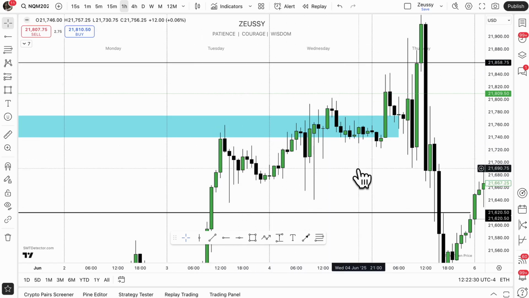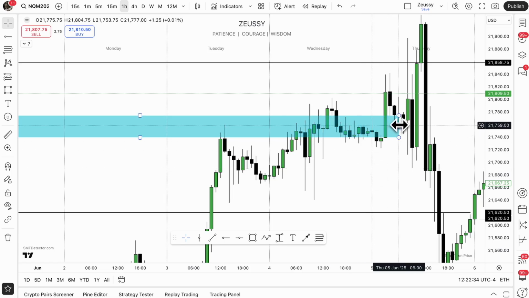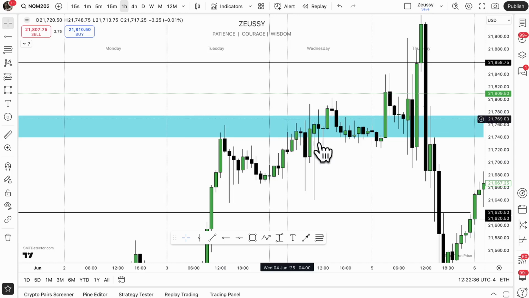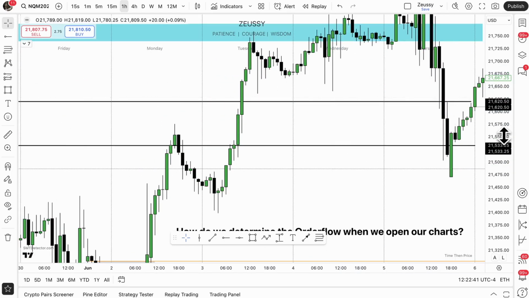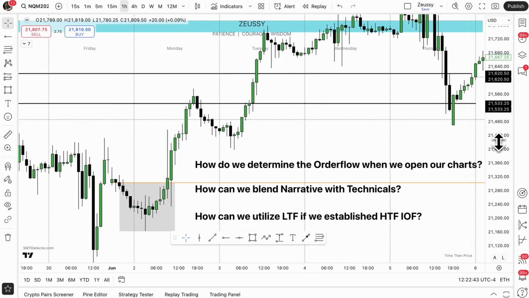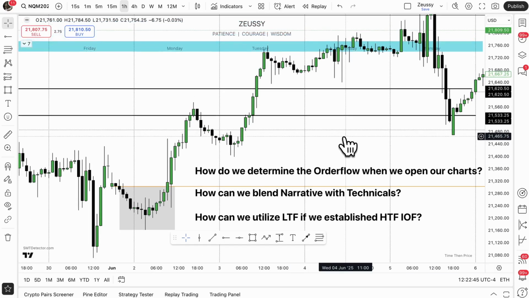And when you pair this with the week, you can notice that we have NFP week. So throughout NFP week, this is the type of delivery which you anticipate. And when it comes to how we establish our higher time frame order flow the moment that we open our charts, it's important to note that there's a framework to this, and that's the following.